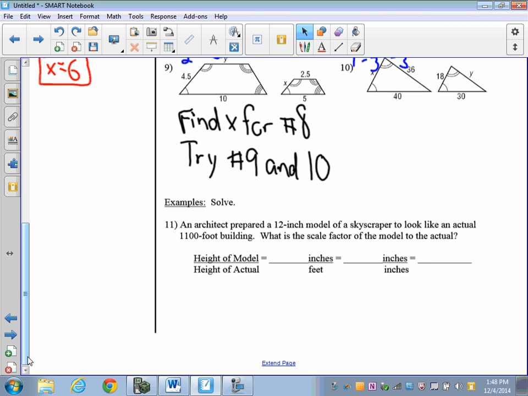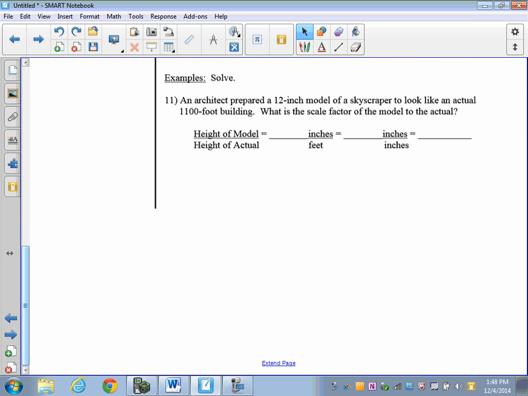We're also given some word problems. It says an architect prepared a 12-inch model of a skyscraper to look at an actual 1,100-foot building. What is the scale factor? So there's that word, what is, the words. What is the scale factor of the model to the actual? So the model needs to be on top in our numerator. The actual needs to be in the bottom or on our denominator.